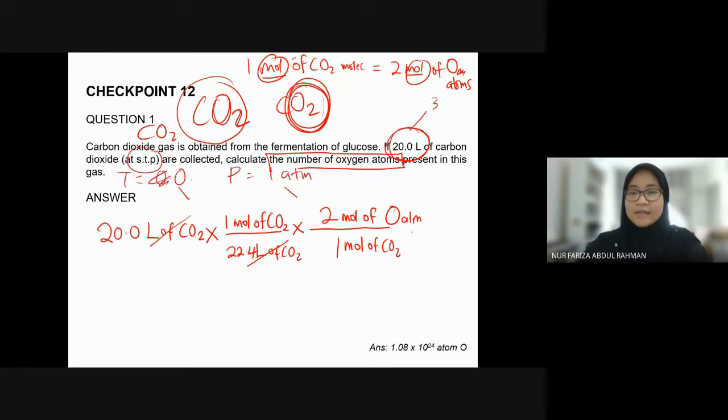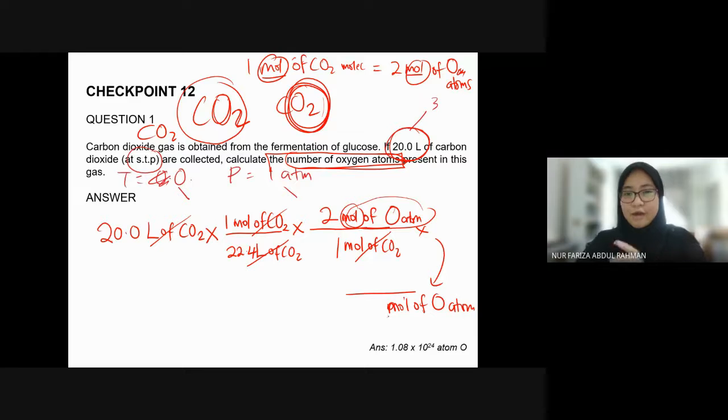But we cannot stop here, even though we already have it in the form of oxygen atoms. We have to proceed a little further, because the question is asking for the number of oxygen atoms, and what we have here is in the form of moles. So this one can be cancelled out and then we have to introduce the next factor, with the unit written at the bottom, mole of oxygen atoms.